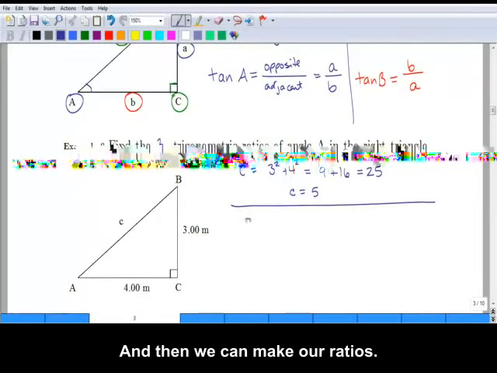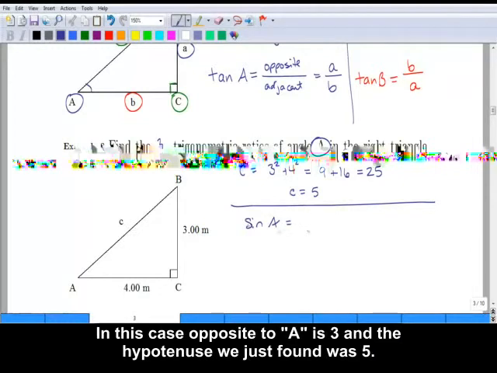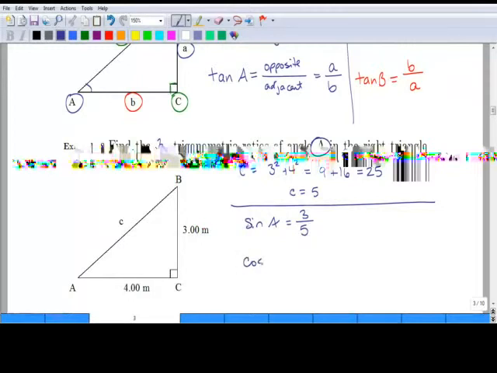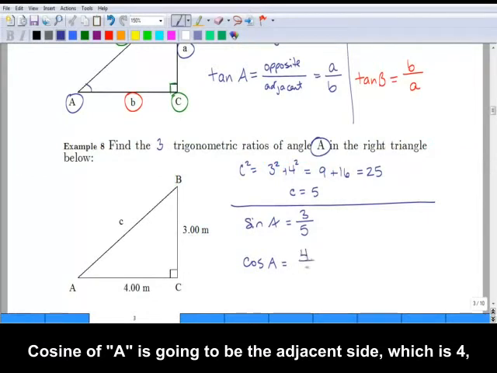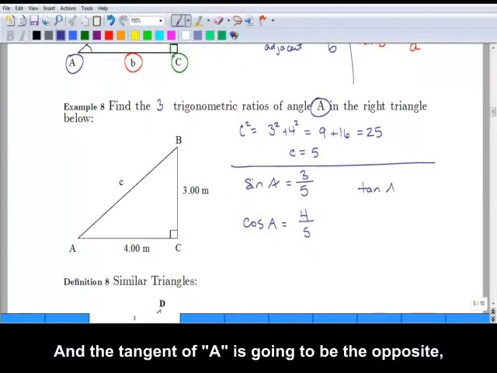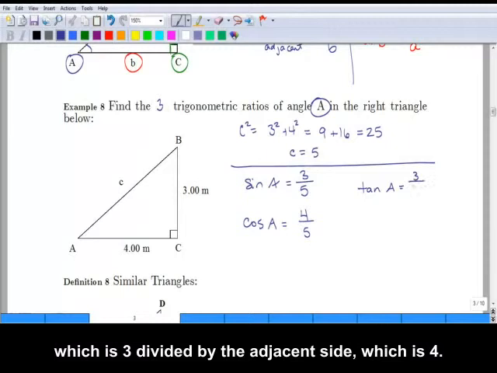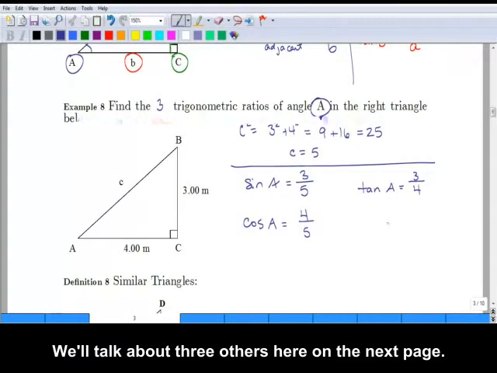And then we can make our ratios. We want to find the sine of angle A. In this case, opposite to A is 3, and the hypotenuse we just found was 5. Cosine of A is going to be the adjacent side, which is 4, divided by the hypotenuse we just found to be 5. And the tangent of A is going to be the opposite, which is 3, divided by the adjacent side, which is 4. And so those are the three main trig ratios. We'll talk about three others on the next page.